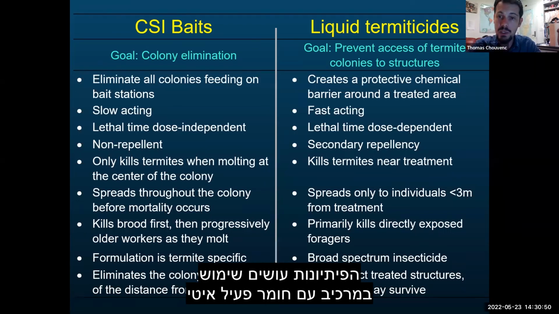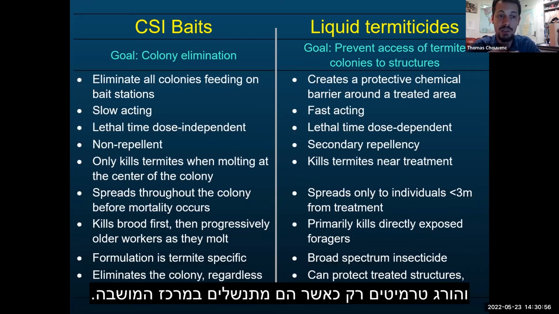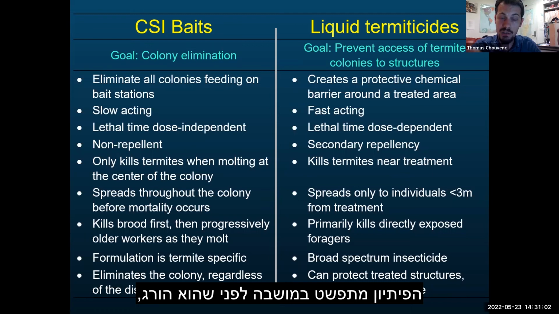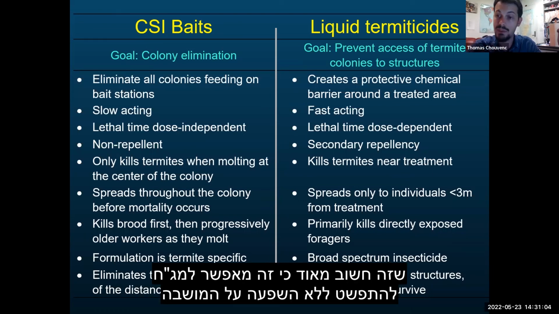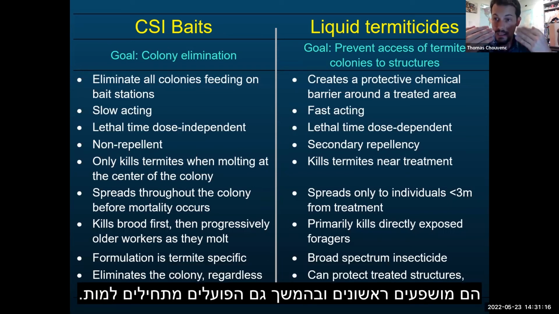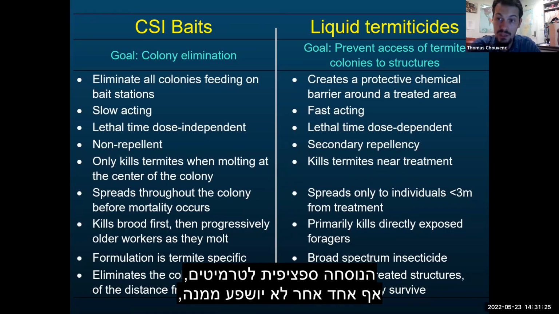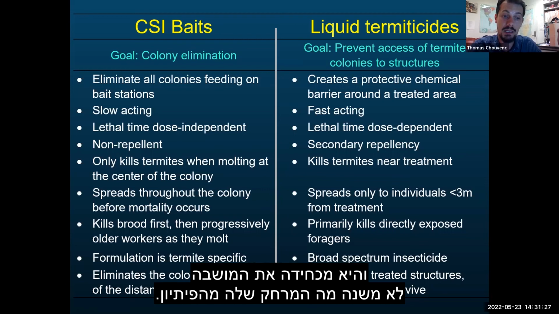Bait is using a slow-acting active ingredient, which is lethal time dose independent. They're non-repellent and only kill termites when molting at the center of a colony. They spread through the colony before mortality occurs, which is very important because it allows the product to be shared with no impact on the colony. But by then, everybody has it. Therefore, as the brood is the first one to molt, it is affected first, and you eventually kill the workers too. The formulation is termite specific. Nobody else is going to be affected by this, and it eliminates the colony regardless of the distance from the baiting.